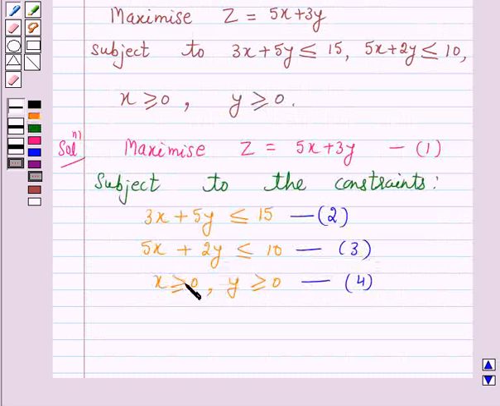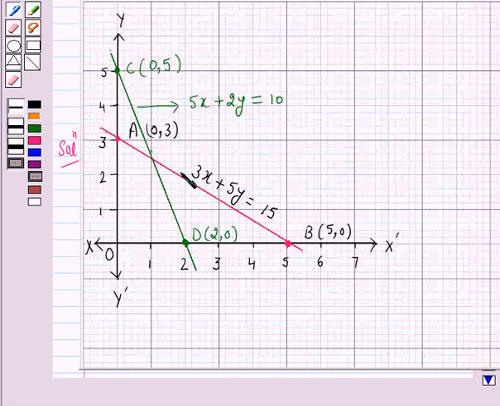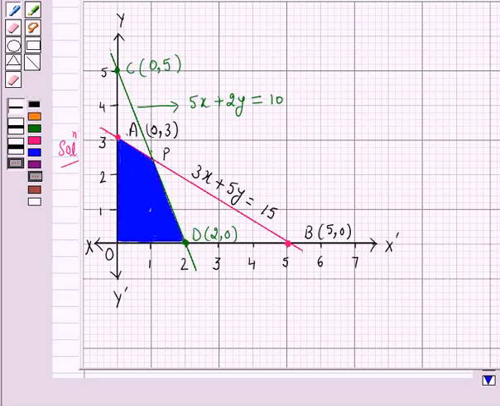Also, x ≥ 0, y ≥ 0 implies that the graph lies in the first quadrant only. So OAPD is the feasible region according to the given constraints. Now, here we observe that the feasible region OAPD is bounded. So, we will use the corner point method to determine the maximum value of z.